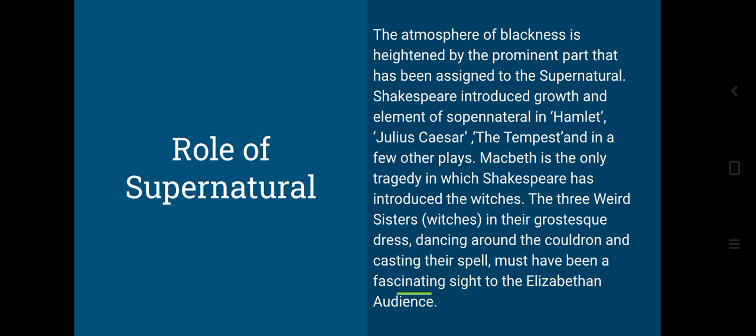Shakespeare introduced the element of the supernatural in Hamlet, Julius Caesar. So all these things have supernatural elements. The Tempest and a few other plays. So his plays were mainly including the supernatural elements.